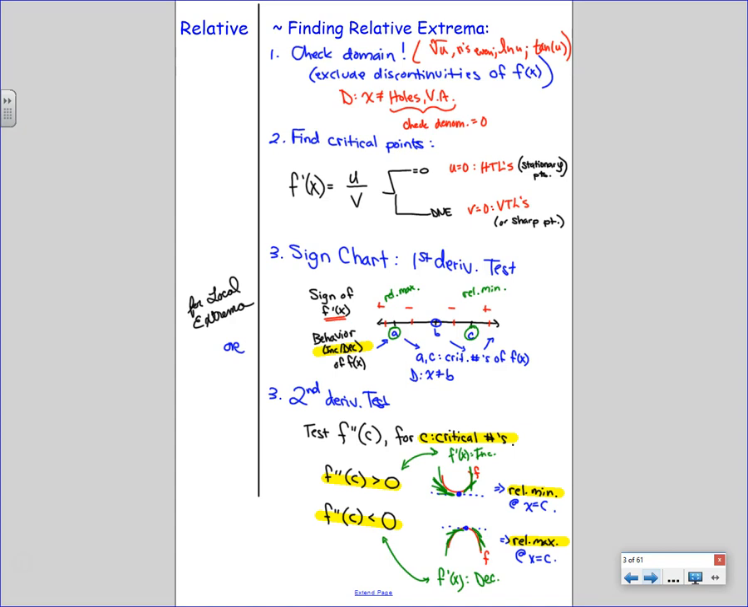However, if you're not writing down all of this, what do I still want you to write down? 1, 2, 3, and 4. 1, watch out for domain. 2, critical points. 3, first derivative test. 3a, first derivative test, 3b, second derivative test. 3a, first derivative test sign chart. 3b, second derivative test concavity. So you don't necessarily need to write all of it.